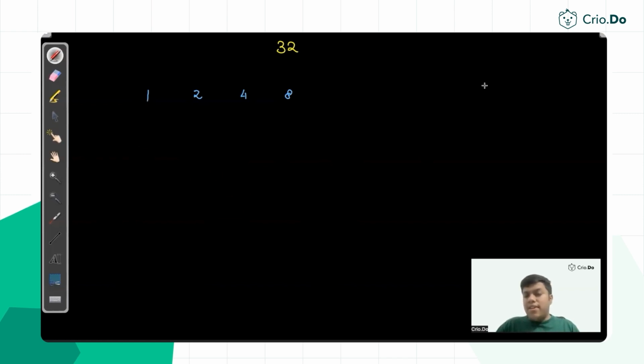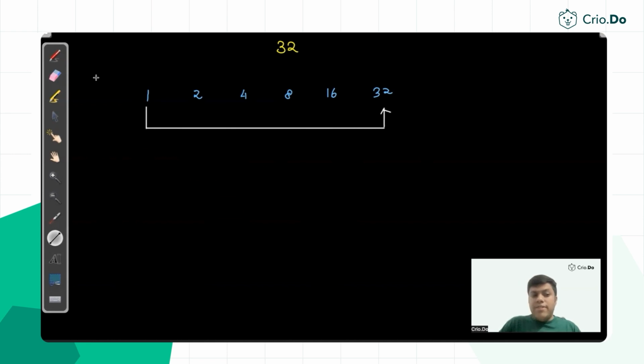Then what is the next factor? If we start from the last, surely we can say 32 is a factor. I can also say 16 is a factor. Is there any other factor which is possible? I guess no. All these are the factors of 32. So what is the observation? See, if 1 is a factor of 32, surely the number divided by 1 will also be a factor. That is, 32 divided by 1 will also be a factor.